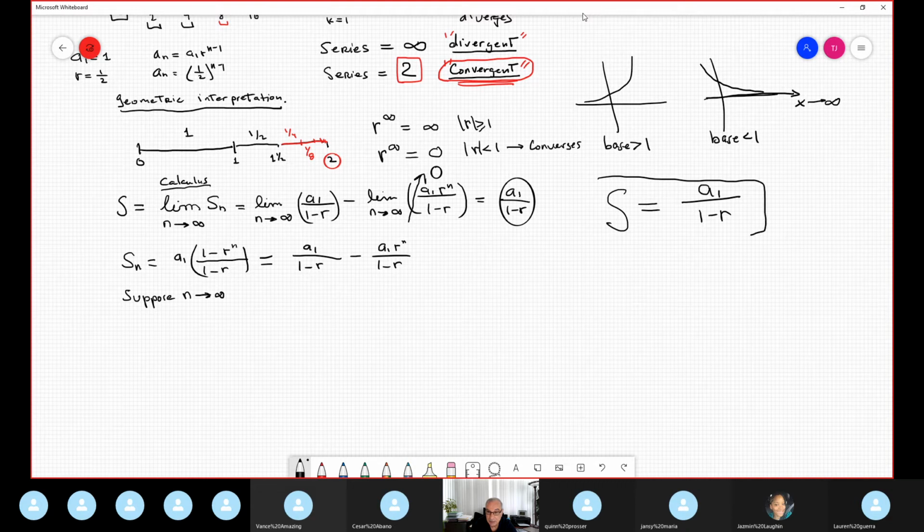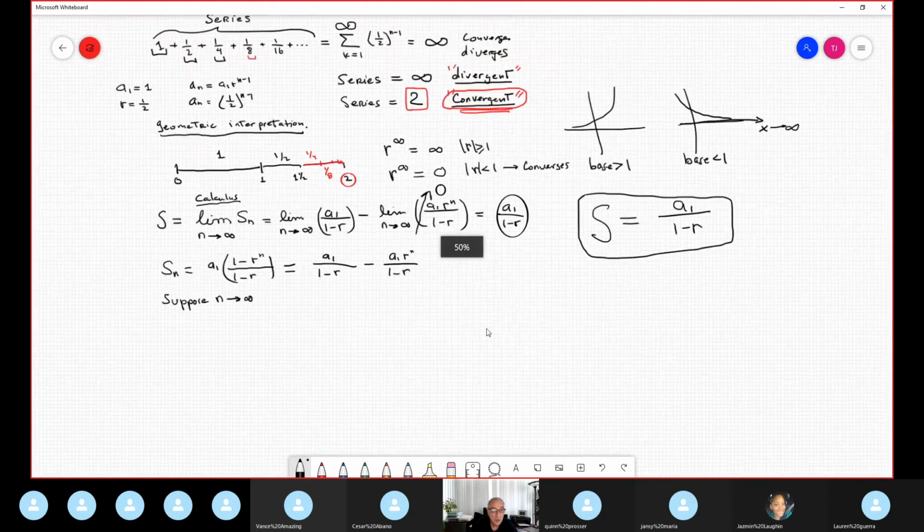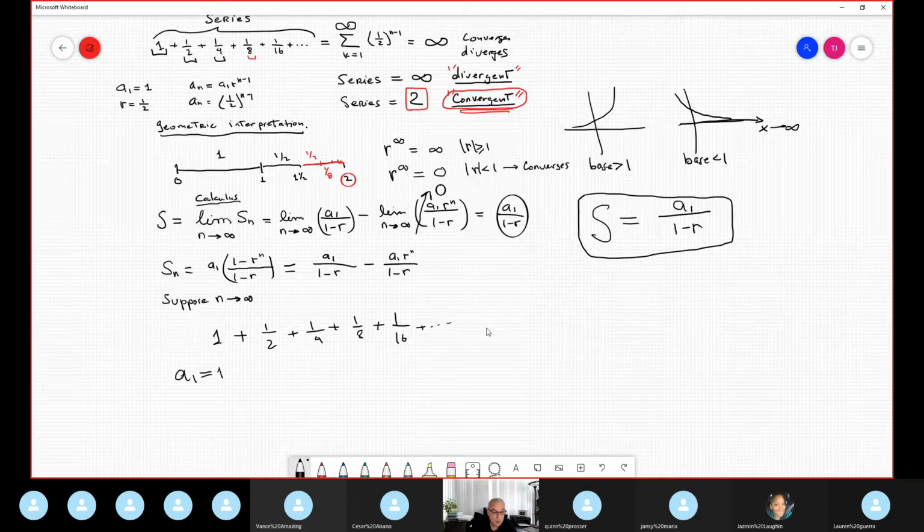So let's come back, out of curiosity, to the previous example. The previous example, remember, was, let me zoom, 1 plus 1/2 plus 1/4 plus 1/8 plus 1/16. And you determine that a1 is 1, and that the common ratio is 1/2. Oh, but the common ratio is less than 1. Therefore, I agree with you that this converges to a value.